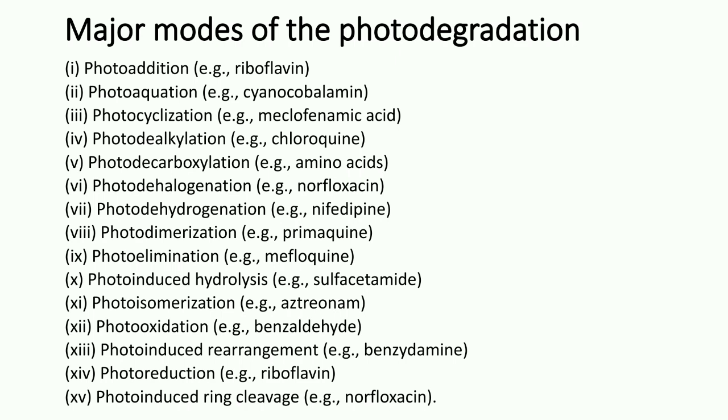Formation of the final reaction product can occur through several steps involving primary photochemical reactions followed by the secondary thermochemical reactions. The major modes of the photodegradation of drugs are, for example, photoaddition, photocyclization, photodecarboxylation, photodehydrogenation, photoelimination, photoisomerization, photooxidation, and photoreduction.